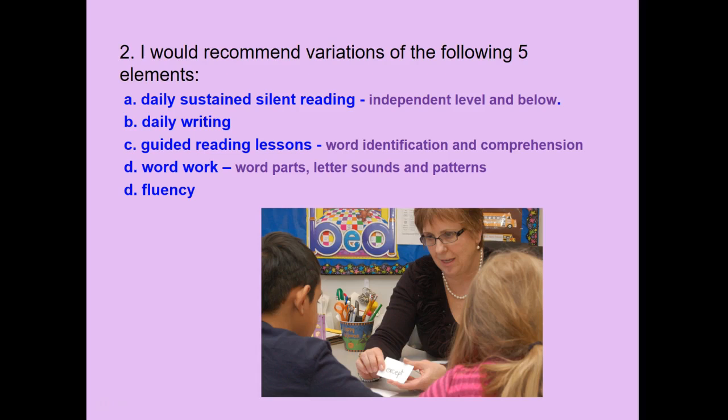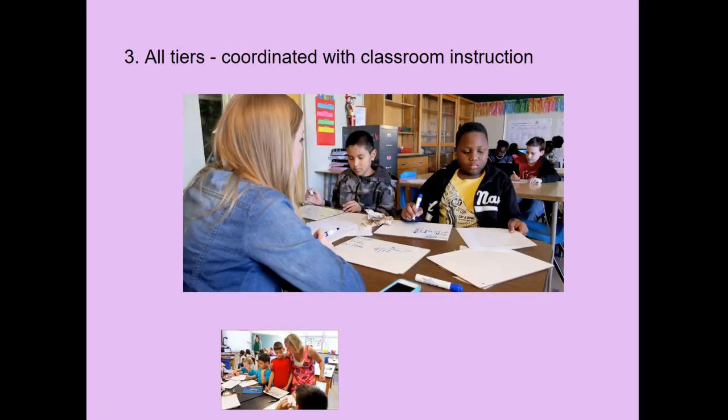So for the intervention in the classroom, I would recommend variations of the following five if you're going to do it separate from the general ed curriculum. If you're looking for an intervention that's done apart from the gen ed curriculum, in that in-class intervention, there should be daily sustained silent reading, daily writing, guided reading lessons that focus on word identification and comprehension, word work where you look at word parts, letter sounds, and patterns, and some sort of fluency work. These are the elements that I would recommend. And again, all tiers, Tier 1, Tier 2, Tier 3, need to be coordinated with classroom instruction.